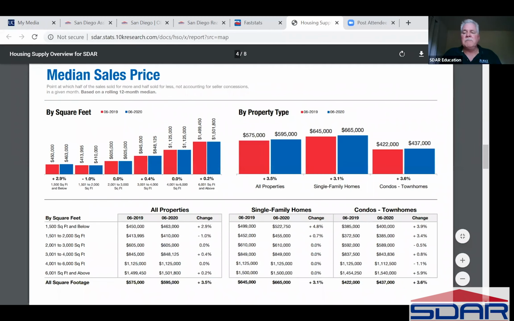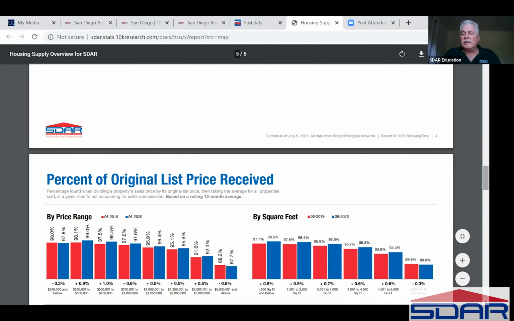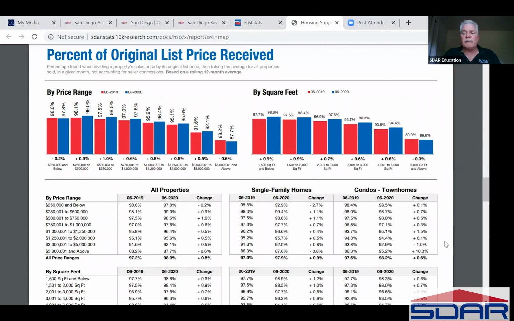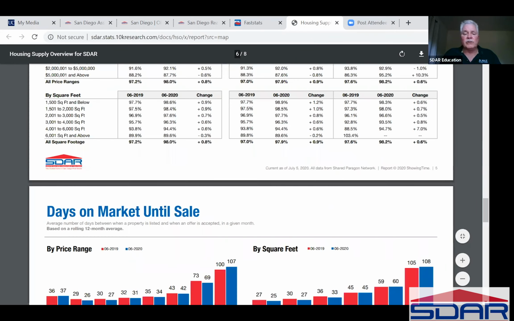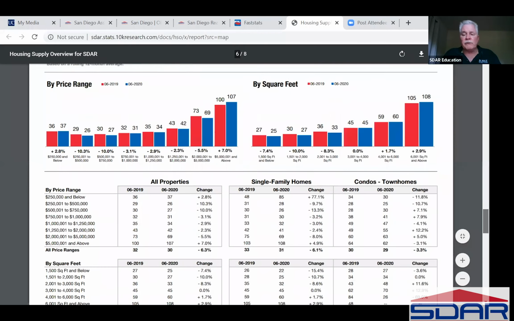So median sales prices have continued to increase. You can look here by square footage. You can look by property type. Percentage of original list price received, again, all of San Diego County, by price range, by square footage. You've got all kinds of ways to look at your data. Days on market until sale, by price range, by square footage.